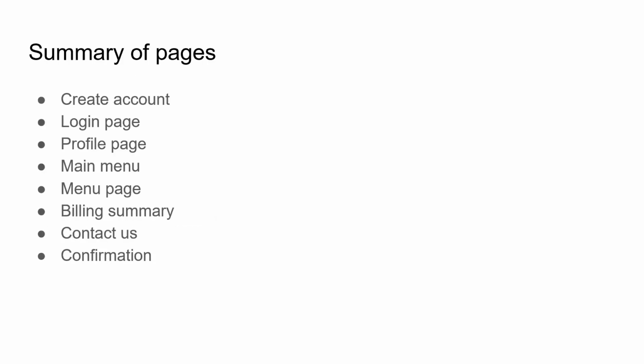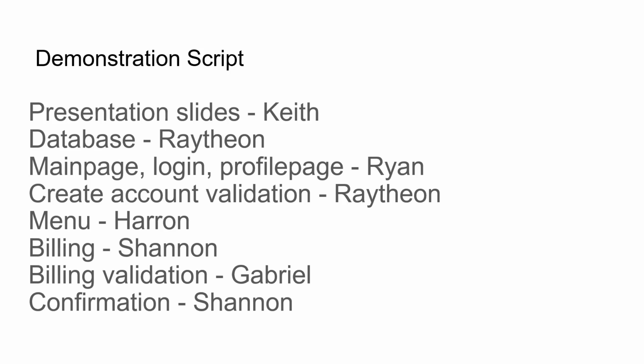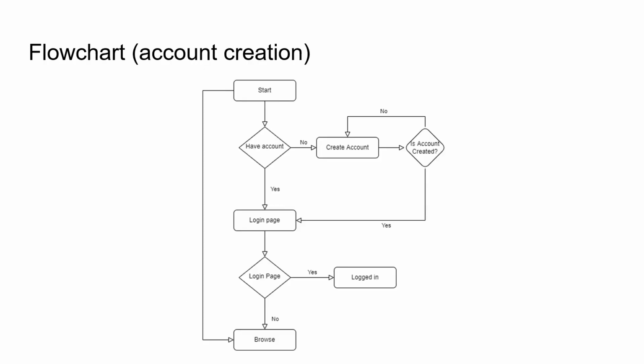This is the summary of pages. And the demonstration script will be done in this procedure. This is a flowchart for account creation. First, we will inquire the user if they have an account. So if the user does not have the account, they will be required to create it. Next, once the account is created, they will be required to log in to make their booking. If the user chooses not to log in, they will still be able to browse the web page.